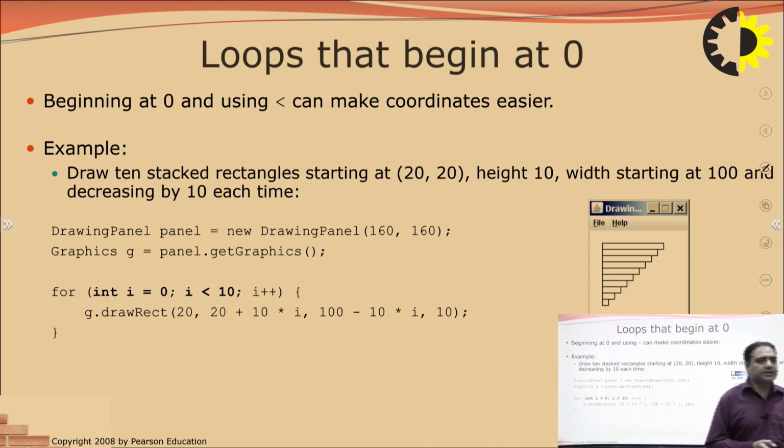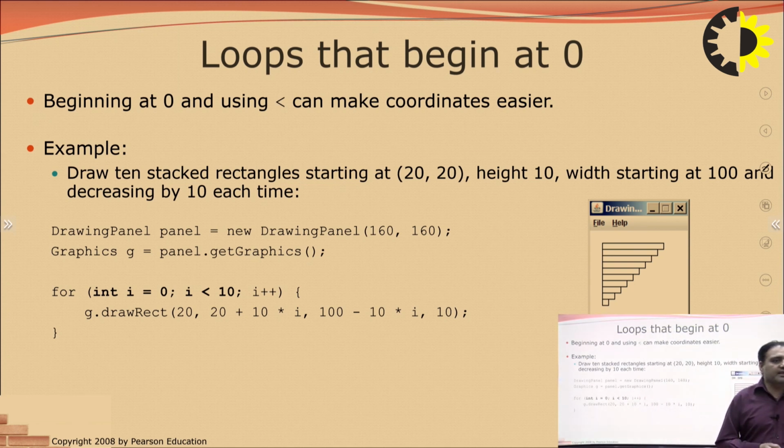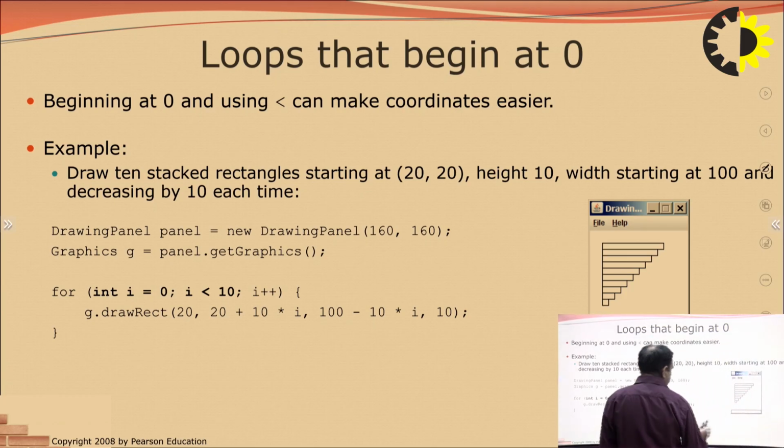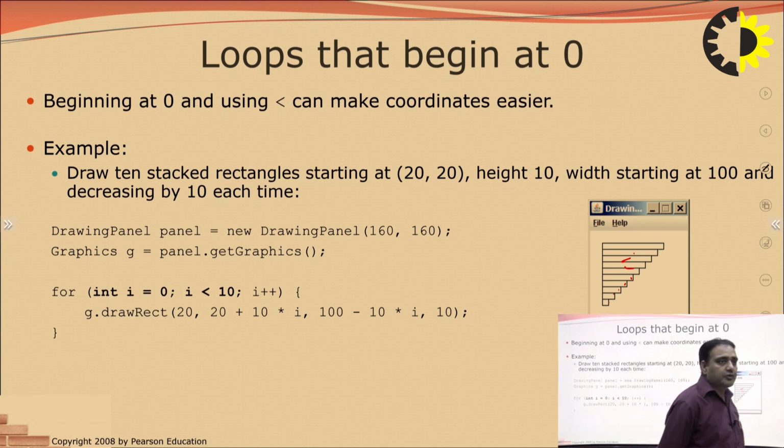Loops that begin at 0. Beginning at 0 and using less than can make coordinates easier. Example: draw 10 stacked rectangles starting at 20, 20, height 10, starting at 100. In this drawing panel, different rectangles are created through the loop concept. Here in this diagram, one rectangle, 2, 3, 4, 5, 6, 7, 8, 9, 10. These are the different rectangles. How can we draw it?